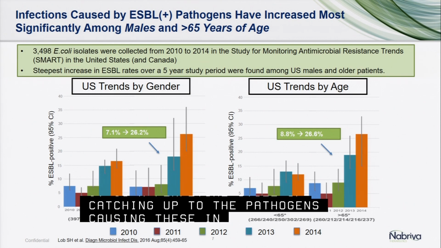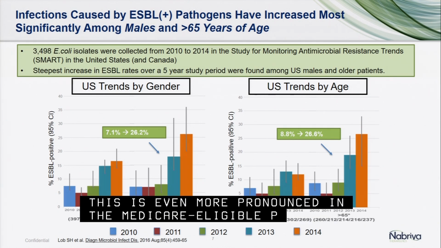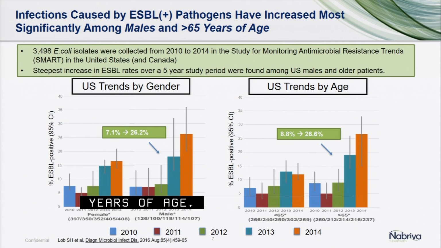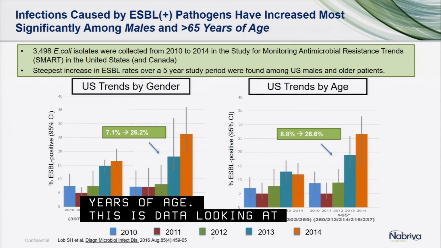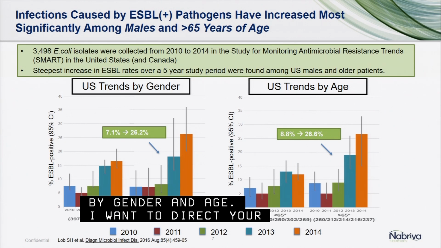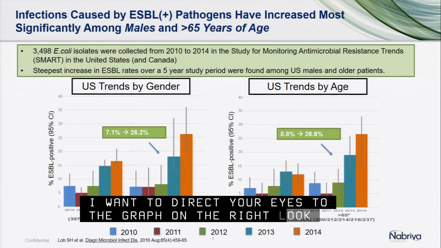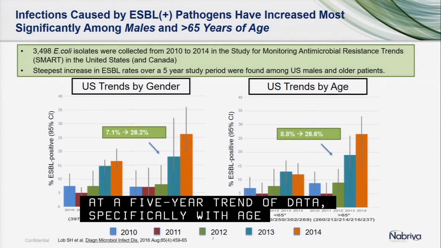This is even more pronounced in the Medicare-eligible population of those greater than or equal to 65 years of age. So this is some data looking at epidemiologic trends by both gender and age. But I want to direct your eyes to the graph on the right, looking at a 5-year trend of data, specifically in age, where there's a very large increase in prevalence in this elderly population and represents a huge unmet need for these resistant infections due to these resistant pathogens.